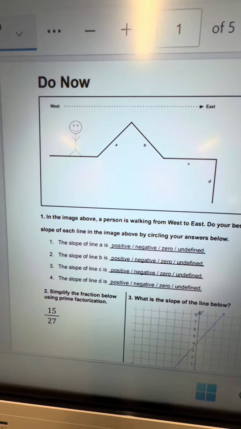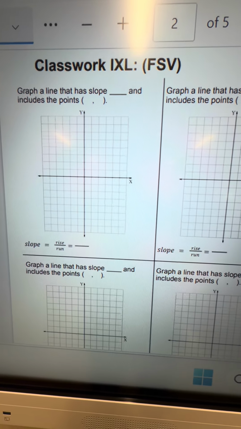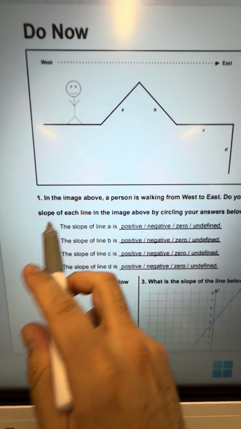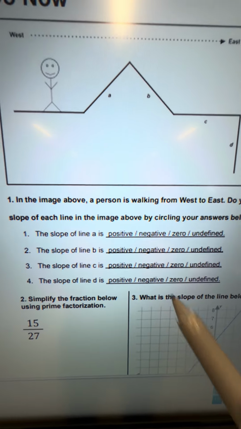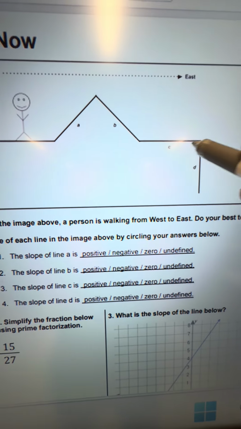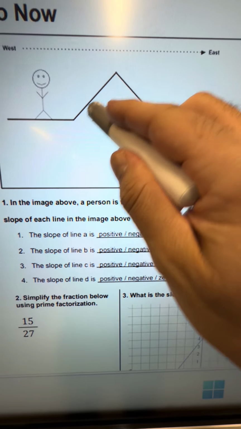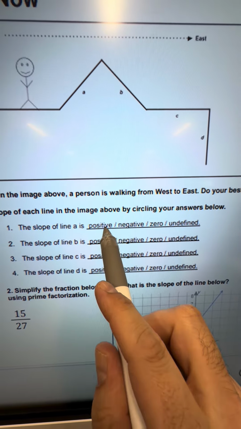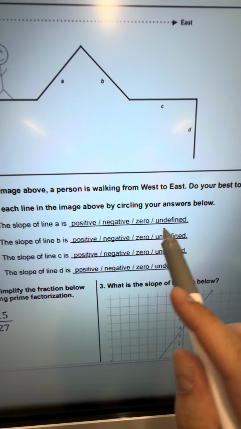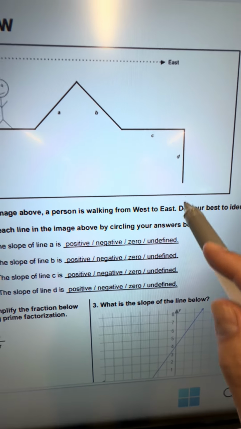These are the notes for today's Do Now and the classwork. For the Do Now, the first set of questions is asking you to identify the type of slopes you see in this graph. So the first question, the slope of line A, which is this one right here, the slope is either going to be positive, negative, 0, or undefined. And it's the same question for the rest of these slopes.